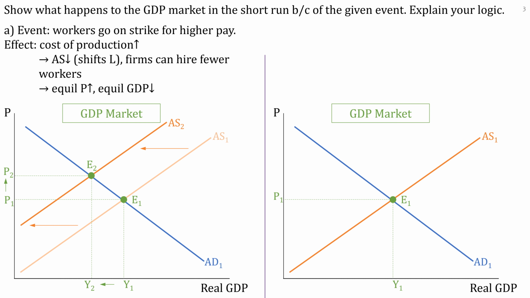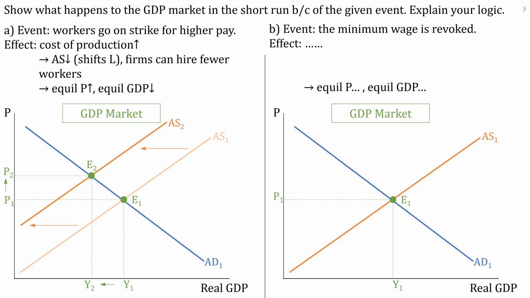Here's another example. Okay, so another event. We would start with the same picture, but the effect or the shift will be different. What would happen if the minimum wage is revoked? So if they just completely removed the minimum wage, okay, let's say in the province of Quebec, how would that affect the GDP and the price level? Well, I'll leave that up to you to practice. There's going to be an effect, so figure out which curve is shifting and in which direction. And then you would also conclude what happens to the equilibrium price and equilibrium GDP. Okay, so again, think about what is being affected here. Okay, is this affecting production? Is it affecting demand? Shift the correct curve in the correct direction and then conclude.